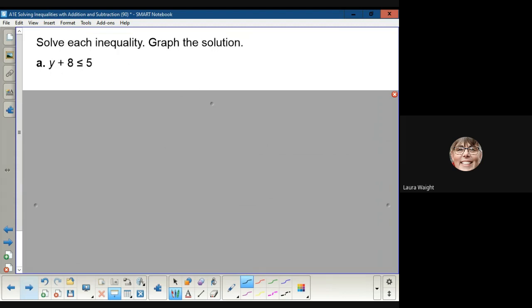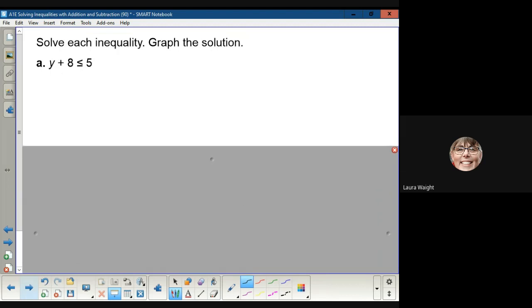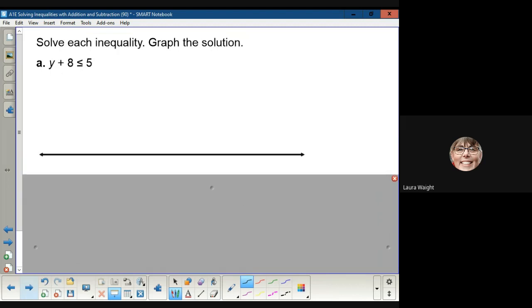All right, so let's solve this inequality and then graph it. Oh, there's my number line. So y plus 8 is less than or equal to 5 can be solved by subtracting 8 from both sides. These cancel. y is less than or equal to 5 minus 8, which is negative 3.